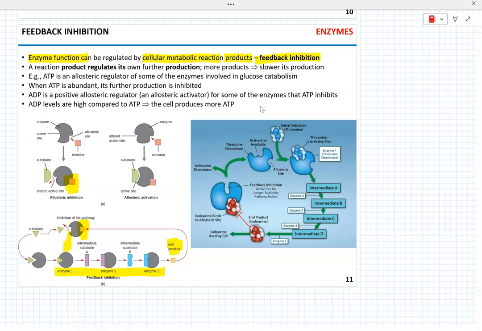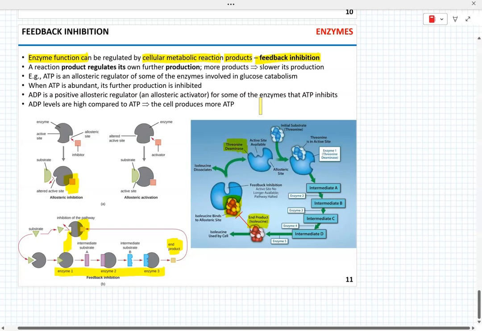The panel on the right shows an actual example of the allosteric inhibition. You can see here that the product of one of the pathways essential for the synthesis of amino acids, the pathway that produces an amino acid, isoleucine, results in the inhibition of the enzyme called threonine deaminase, which is the first enzyme in the pathway that converts threonine to isoleucine.